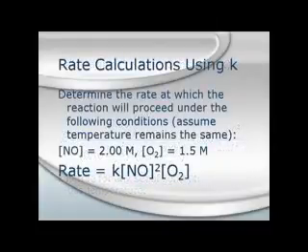Let's see why K is so important. We're going to do some rate calculations using K. So we're going to determine the rate at which the reaction will proceed under the following conditions. Now we're going to assume the same temperature so that the value of K will be consistent. Our nitrogen monoxide initial concentration will be 2 moles per liter. Our oxygen concentration will be 1.5 moles per liter. So we're going to find the rate using our value for K times the concentration of the nitrogen monoxide squared and times the concentration of the oxygen.